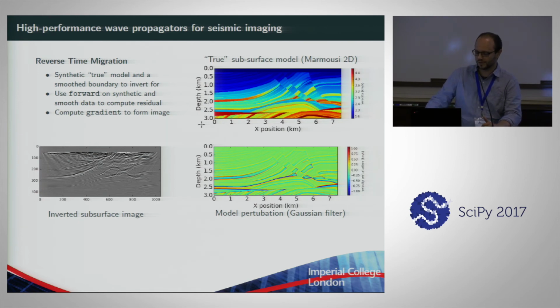We create some synthetic data from it with our forward operators, smooth the topography, and then try and invert that smoothing, this perturbation that we've introduced, in an image. And this is the image on the left that we actually get. So this shows that this actually works in a kind of seismic context.